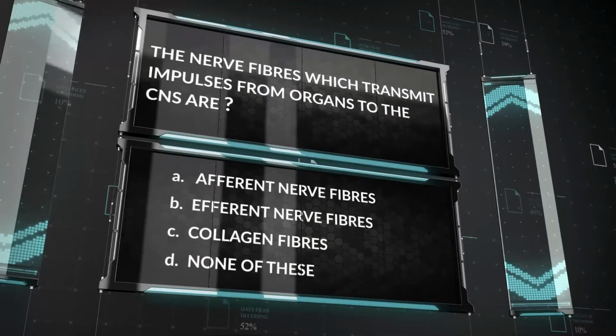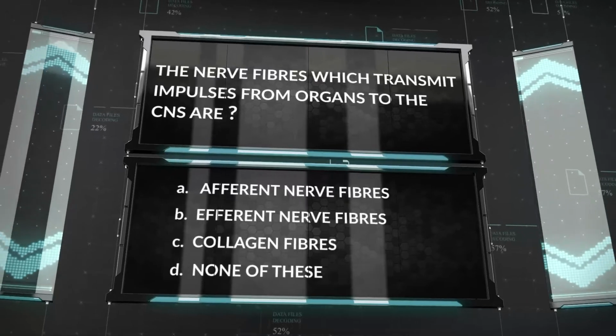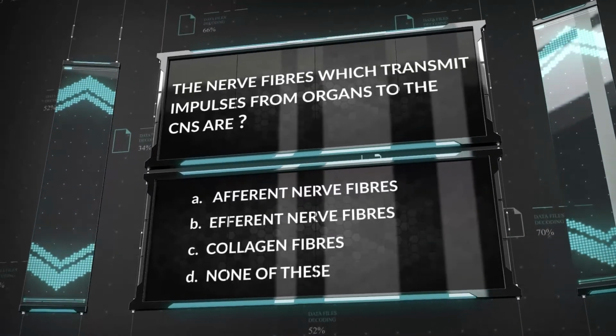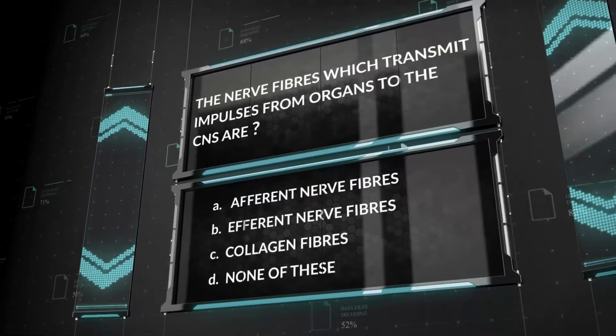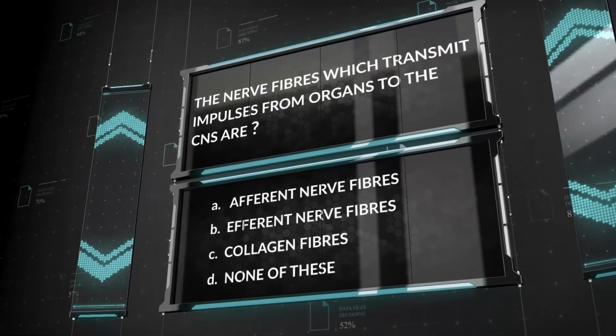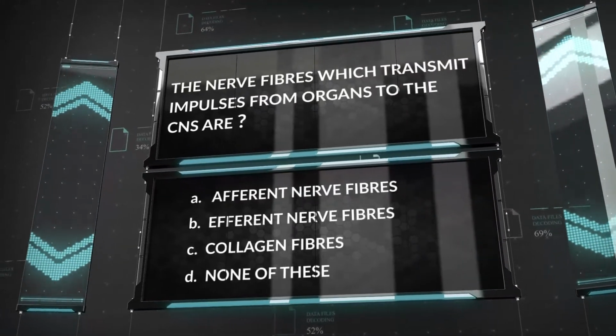Question number 4. The nerve fiber which transmits impulses from organs to the CNS is: option A, afferent fiber, option B, efferent fiber, option C, collagen fiber, option D, none of these.